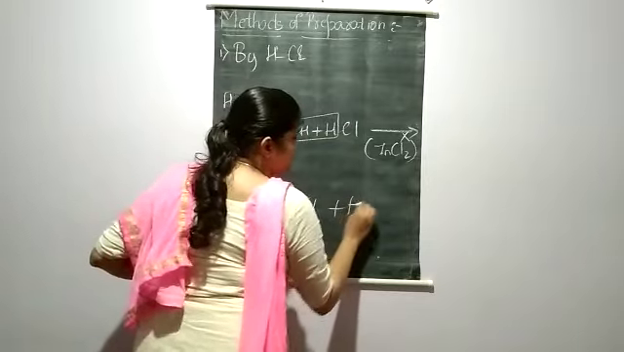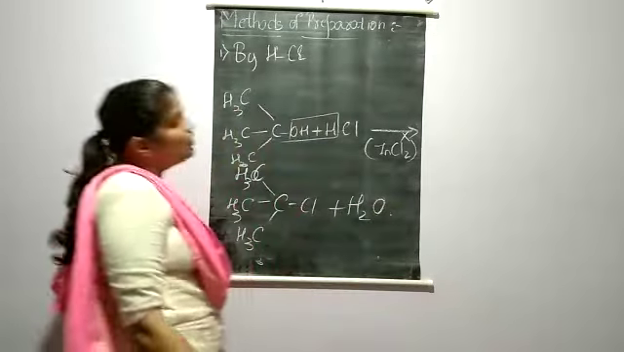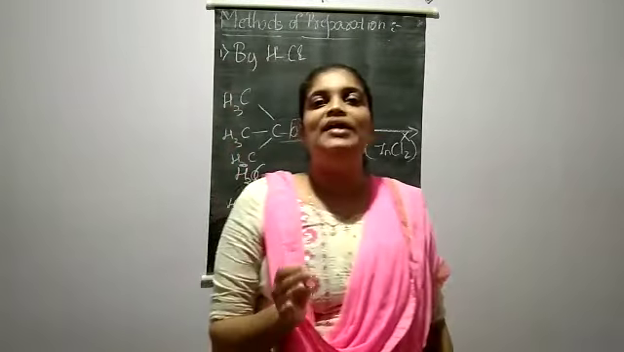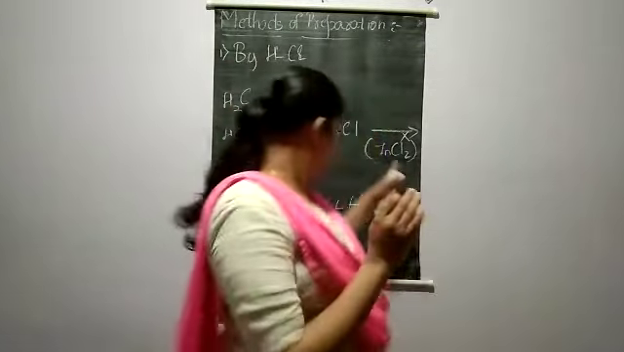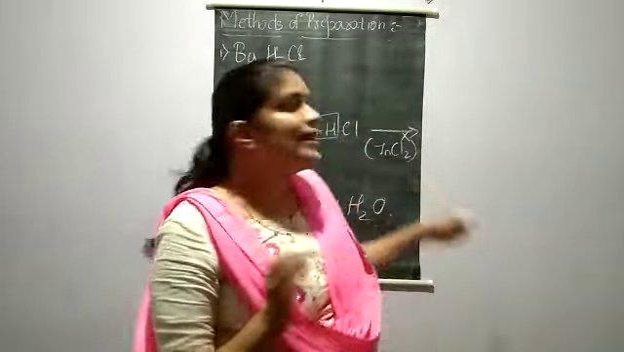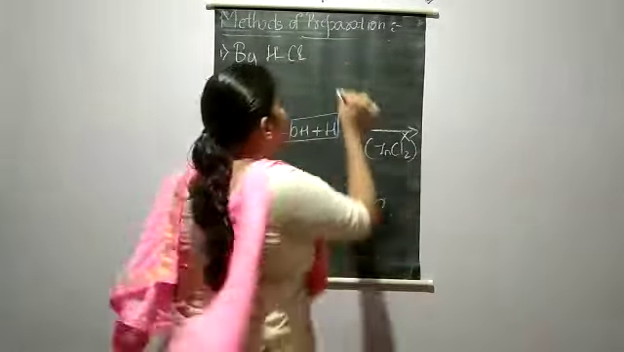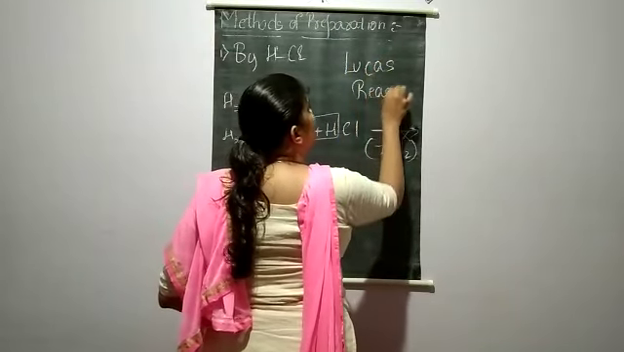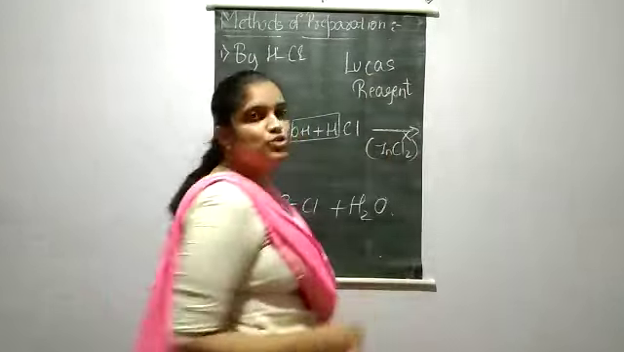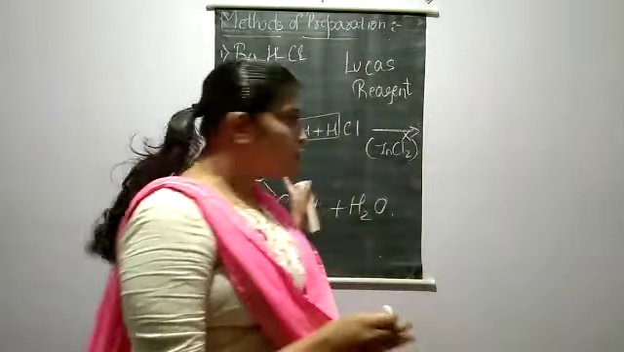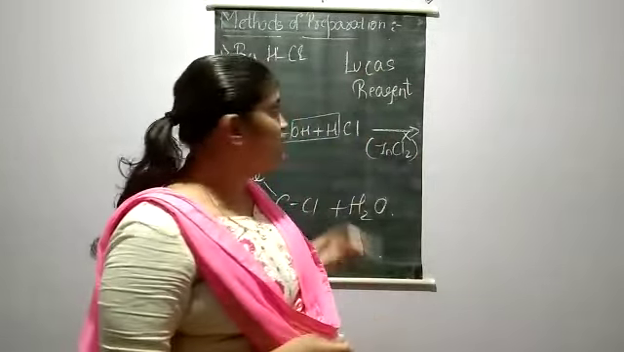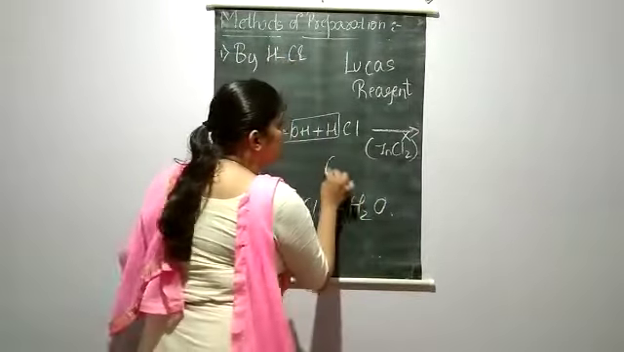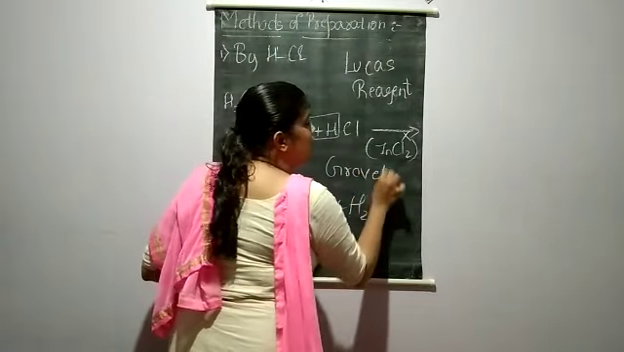And here one thing I forgot to tell you, students. The mixture of hydrogen chloride and anhydrous zinc chloride that we use is known as Lucas reagent. And this process of preparation of haloalkanes using hydrogen chloride and zinc chloride is known as Grove's process. Okay, what is it known as? Grove's process.